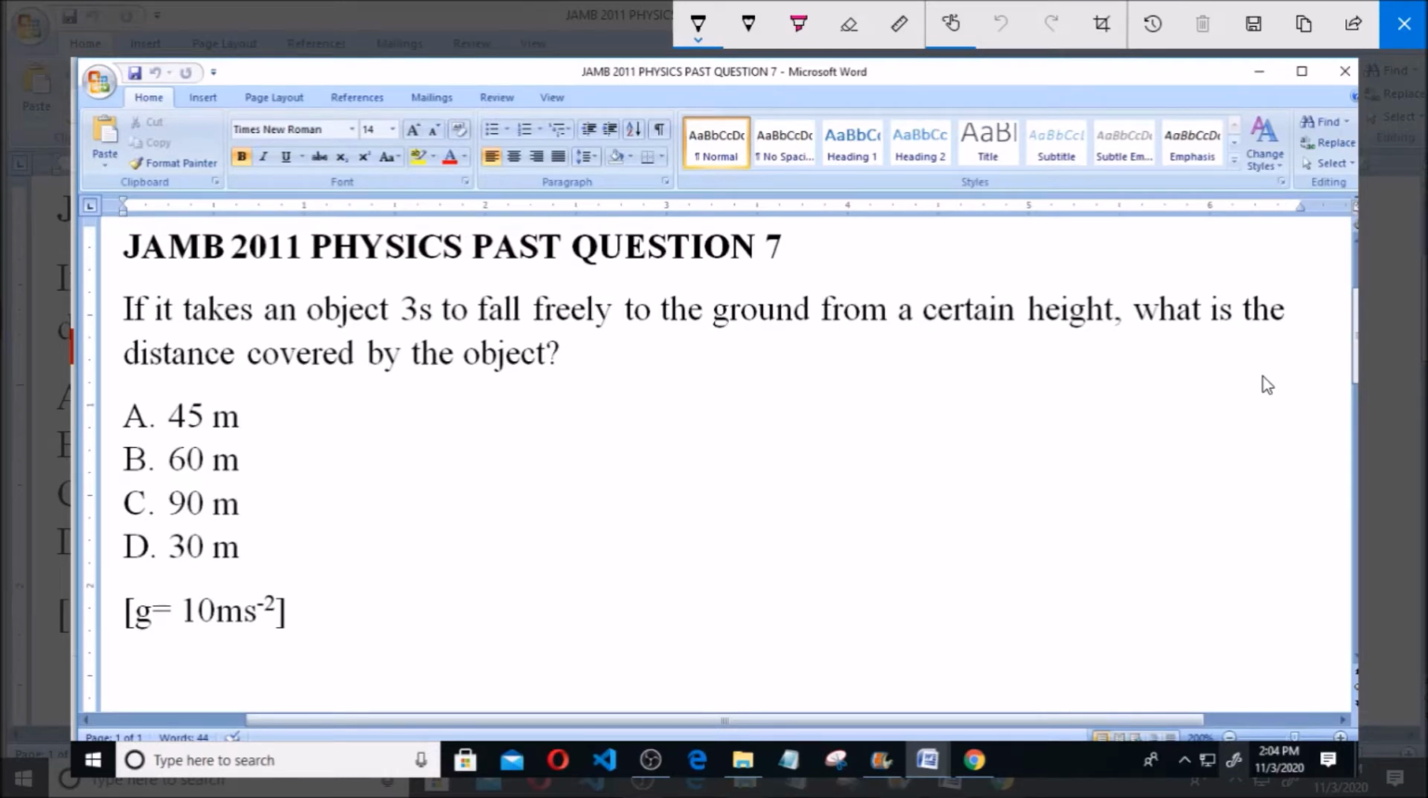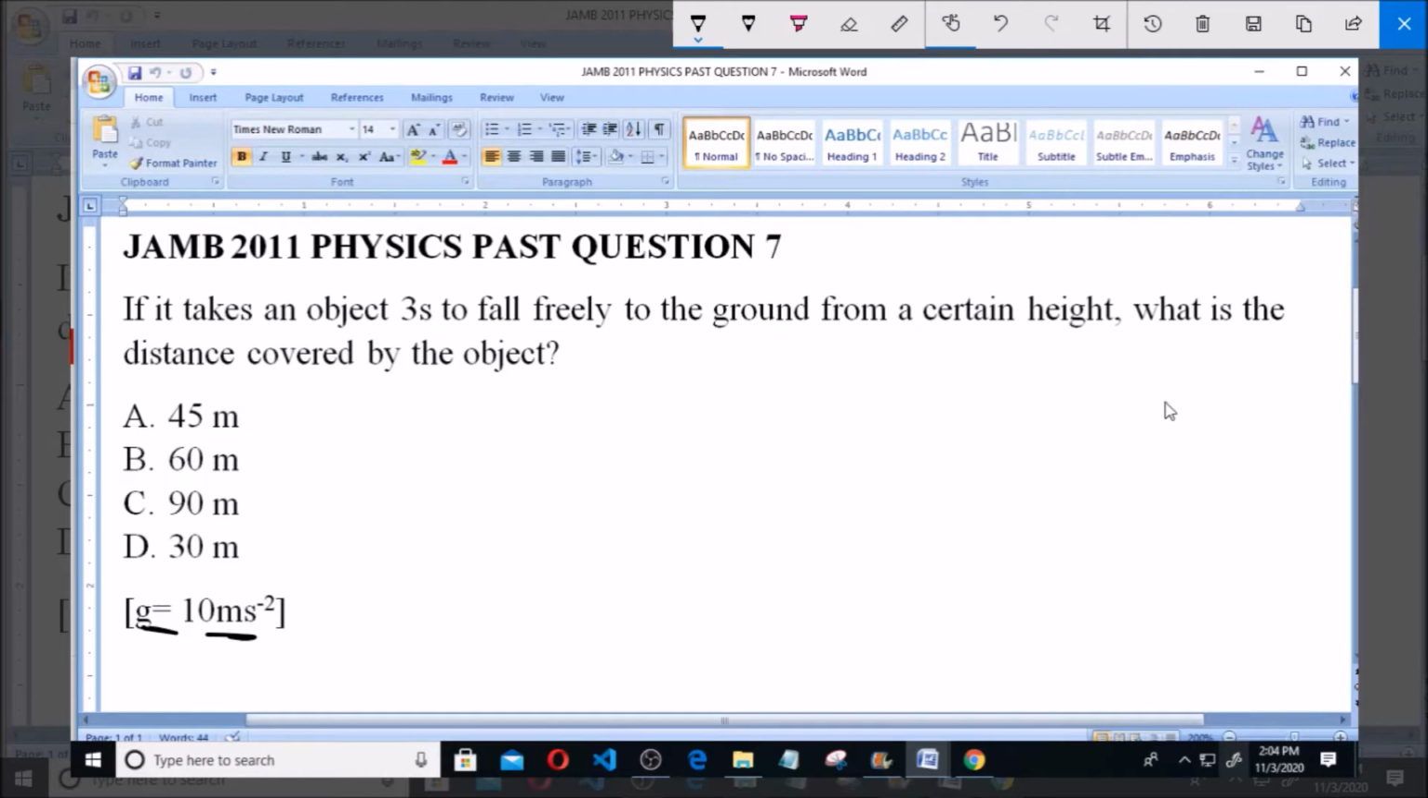If it takes an object 3 seconds to fall freely to the ground from a certain height, what is the distance covered by the object? A. 45 meters, B. 60 meters, C. 90 meters, D. 30 meters. And we're given our value of g, acceleration due to gravity, as equal to 10 meters per second squared.